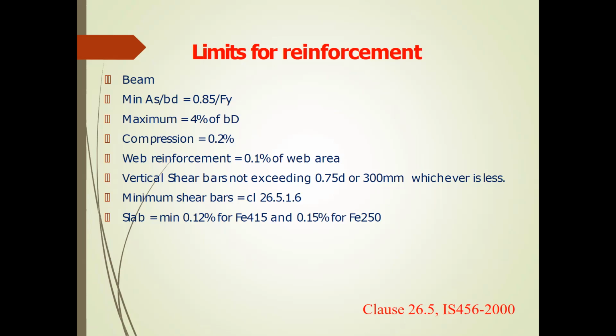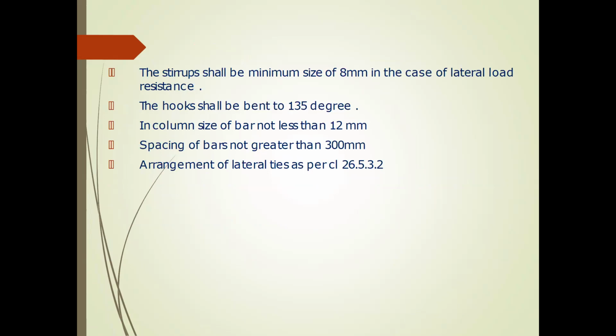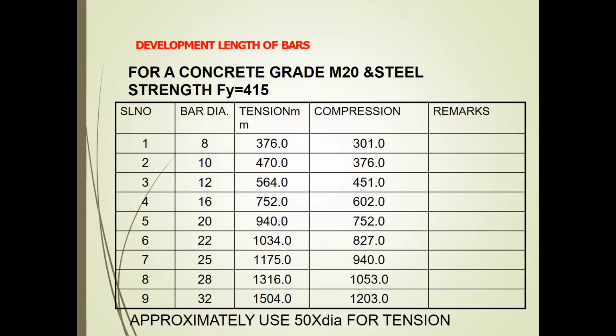For a slab, the minimum reinforcement is 0.12% for Fe 415 and 0.15% for Fe 250. The stirrup shall be a minimum diameter of 8 mm in case of lateral load resistance. The hooks shall be bent at 135 degrees to resist earthquake forces. In a column, the bar size should not be less than 12 mm, and the spacing of the bars should not be greater than 300 mm. Arrangement of the lateral ties shall be as per IS 456 clause 26.5.3.2.